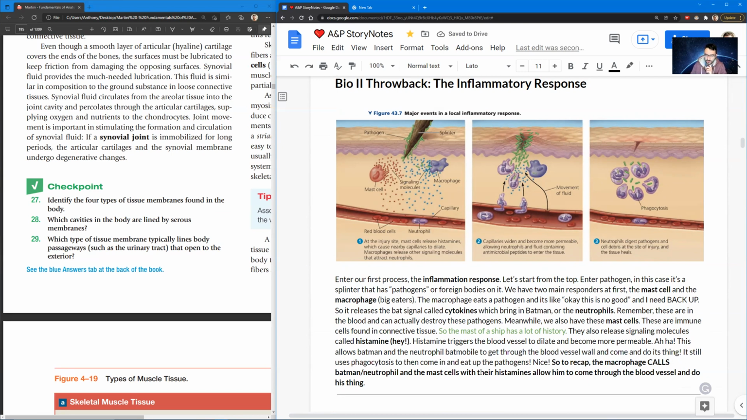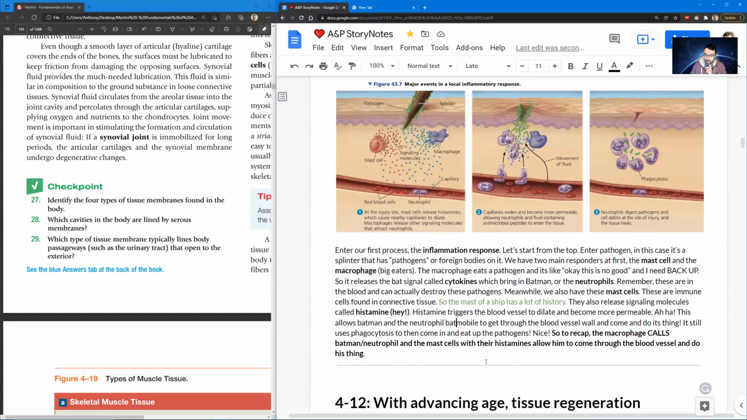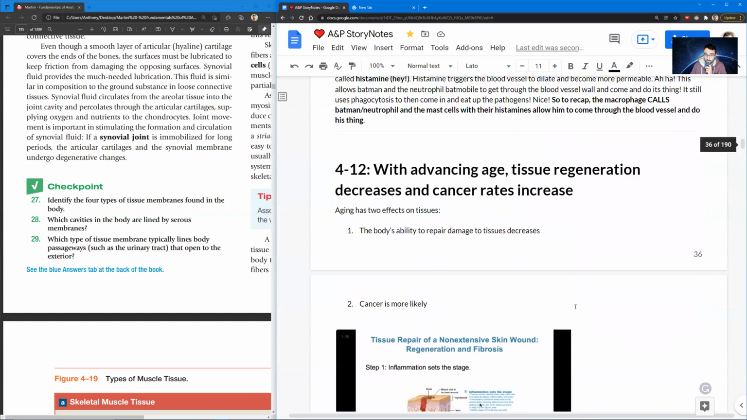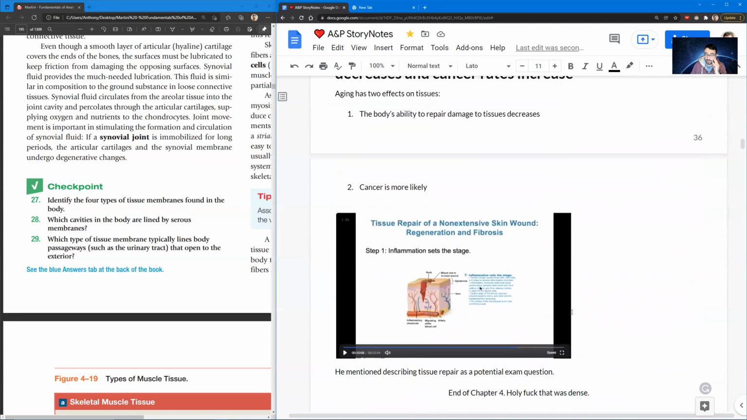It still uses that phagocytosis to come in and eat up the pathogens. So to recap, the macrophage calls Batman, neutrophil, and the mast cells with their histamines to come and do their thing. So that's pretty cool. All right, you can see the phagocytosis here by these neutrophils kind of cleaning things up. That's it. With advancing age, tissue regeneration decreases, cancer rates can increase, and that's that.